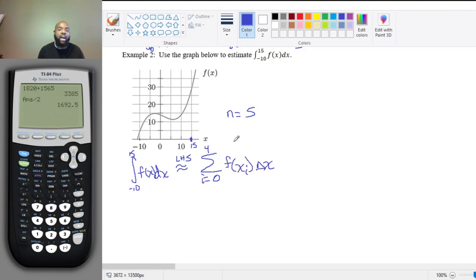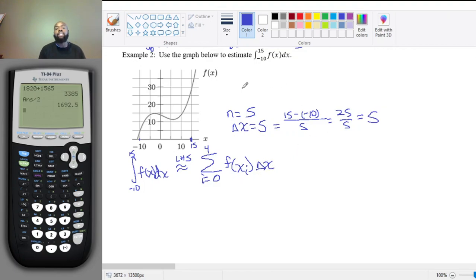Again, I'm counting by 5, so delta x is going to equal 5. If you didn't believe me on that, you do 15 minus a negative 10. That's the b minus a over n, which is 25 over 5, which is, again, 5. All right, so my delta x is 5.